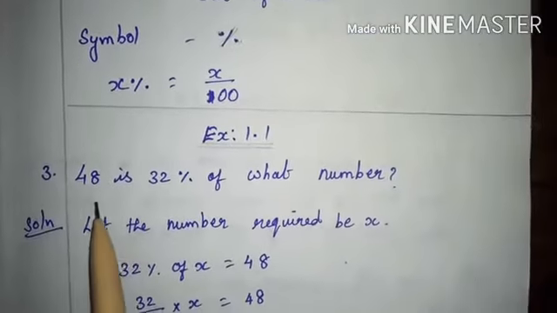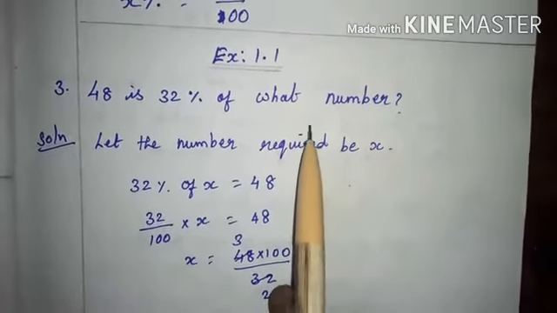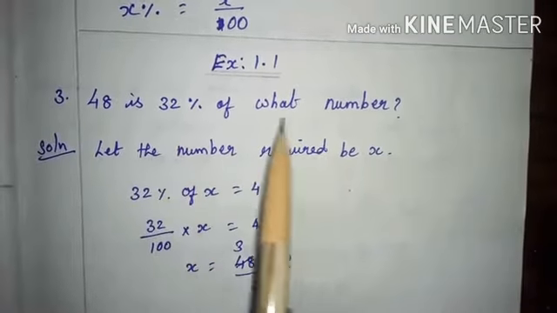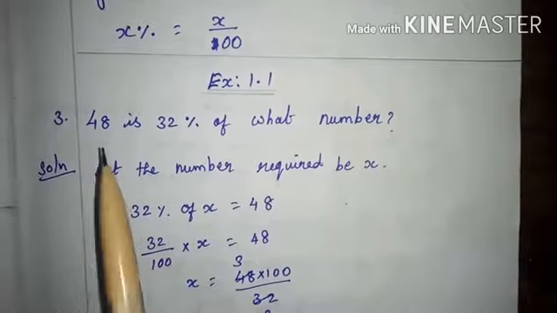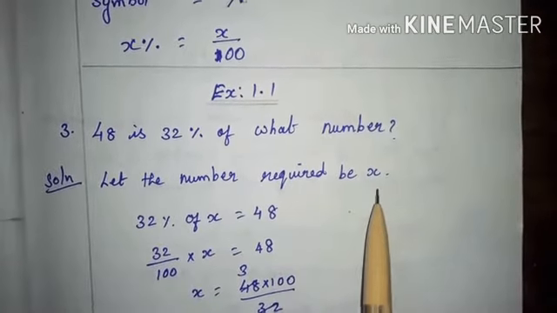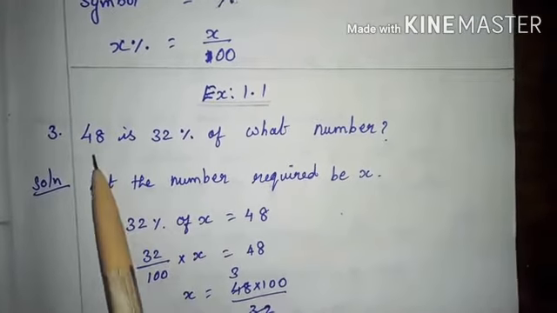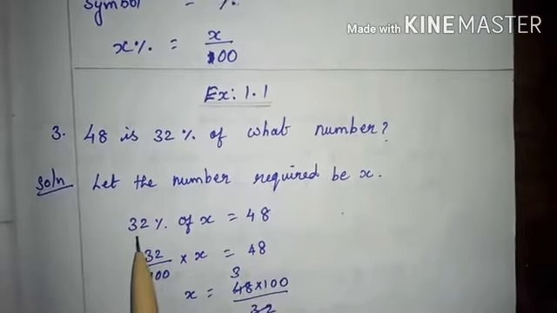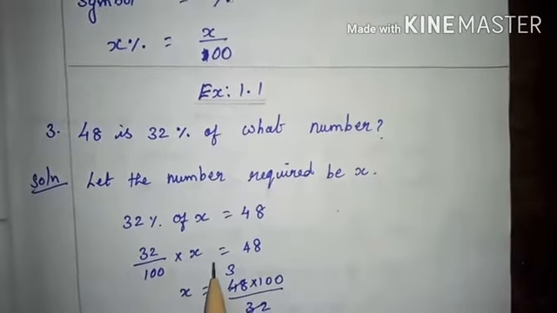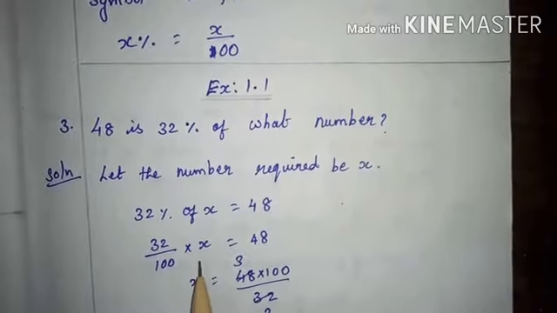Third sum, 48 is 32% of what number? You have to find out the number to which the 32% is 48. For that, first we consider the number to be x. It is given that 32% of x is equal to 48. The 32% of x can be written as 32 by 100 into x, which is equal to 48. From this, you have to find the value of x.